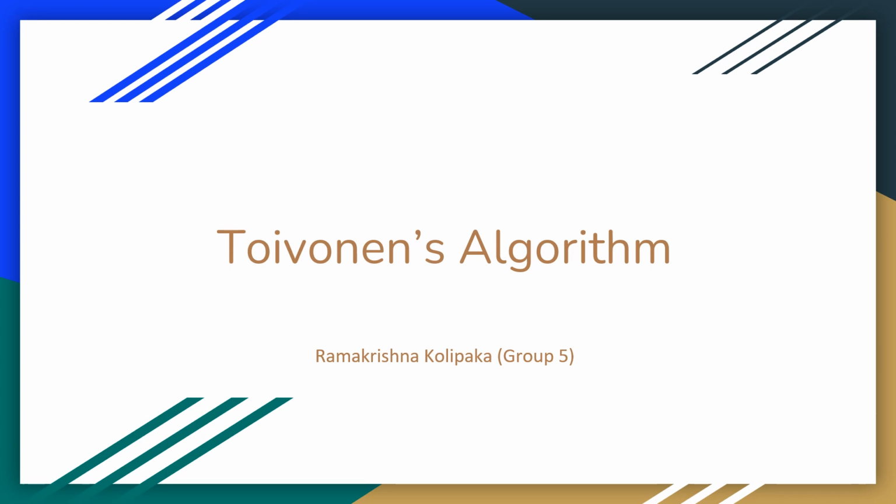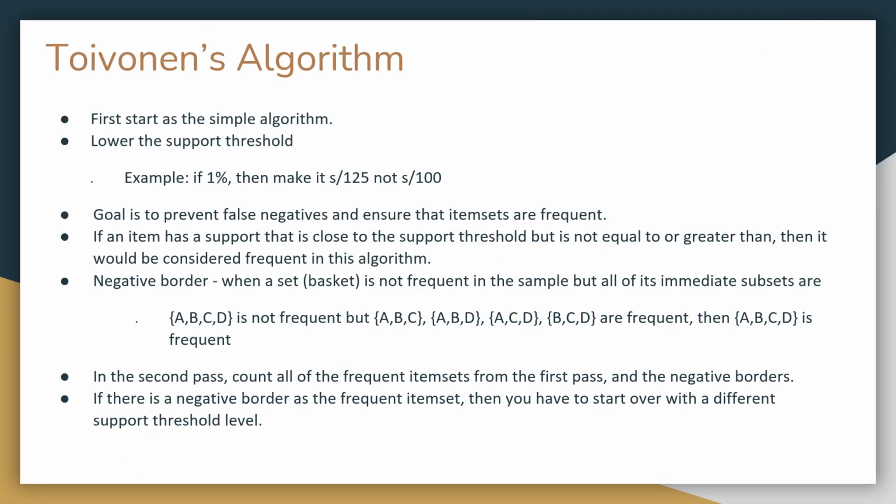Hi guys. So today we are going to discuss the Toivonen algorithm. So let us get started with the algorithm first. Toivonen's algorithm is a simple algorithm for finding the frequent item sets in the given sample.